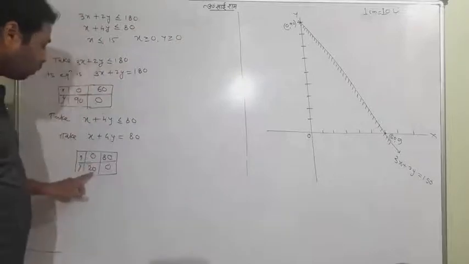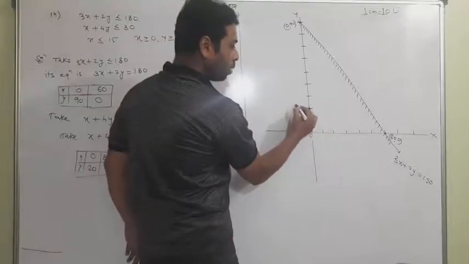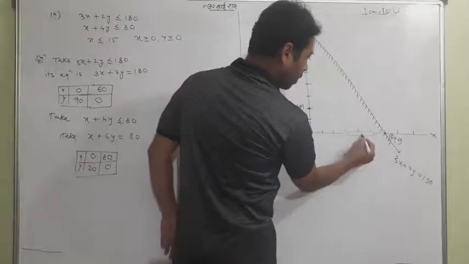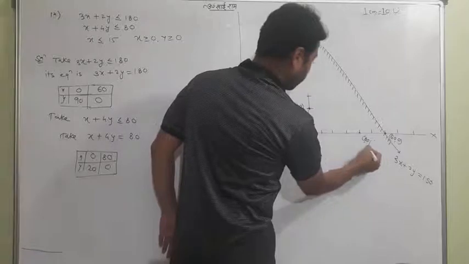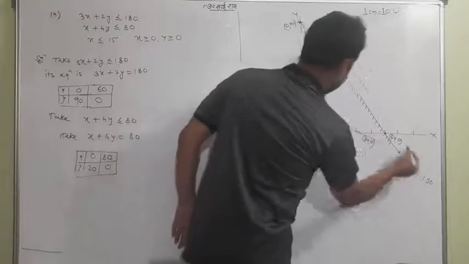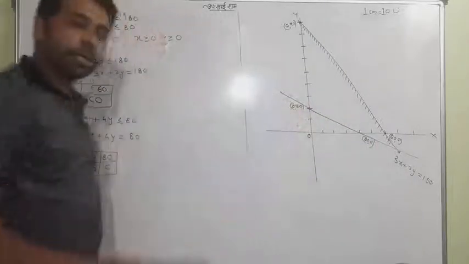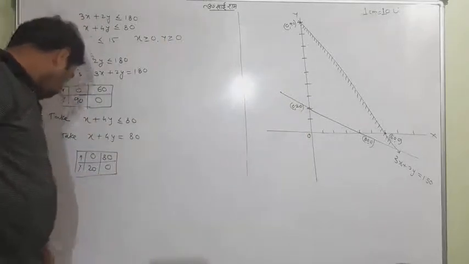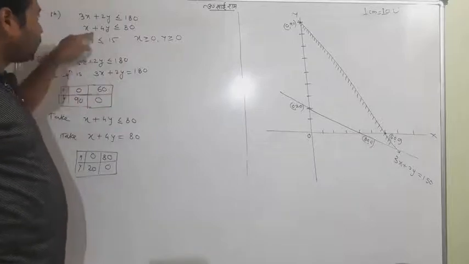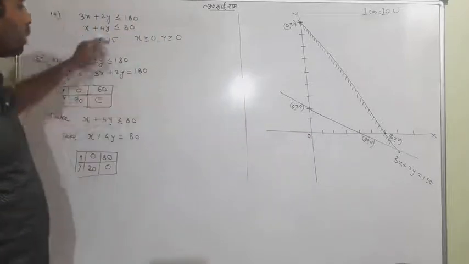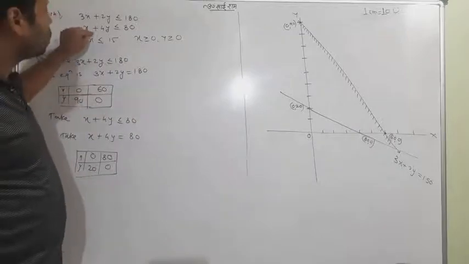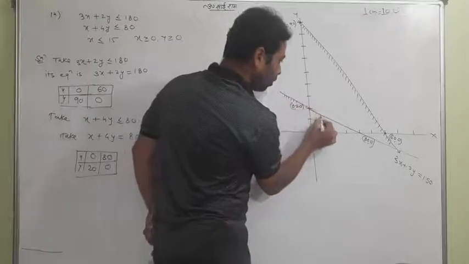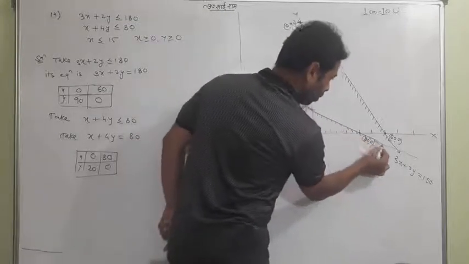Now go on to this one: this is 0, 20, and this is 80, 0. So I'll make a line here. This is a line, and for that again I'll choose the arbitrary point 0, 0. When I take 0, 0, 0 less than 18, which is again true, meaning I'll go again downside, like that.